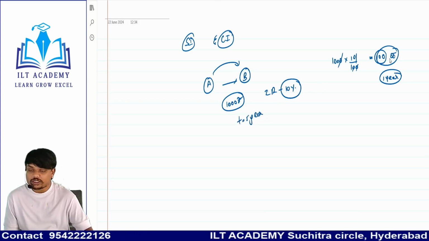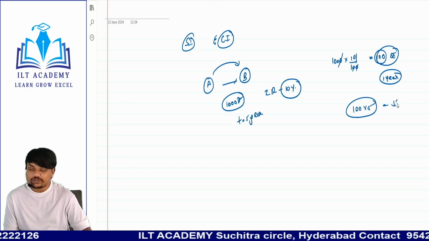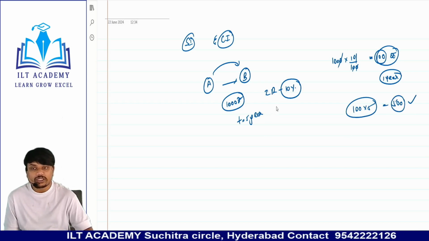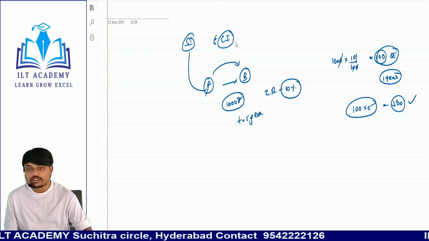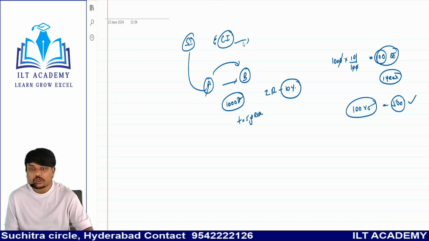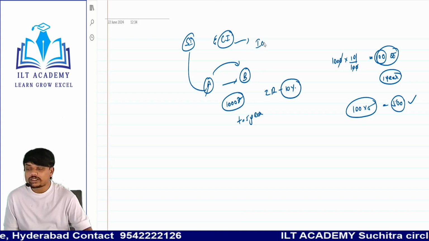So 1 year interest was how much? 100. So 100 into 5 is going to be how much? 500. 500 is the total interest to be paid by B to A. This is how simple interest is dealt with. Now what is compound interest? Compound interest is more exponential, which we are going to do in the later part of today's video. Compound interest is interest on interest.